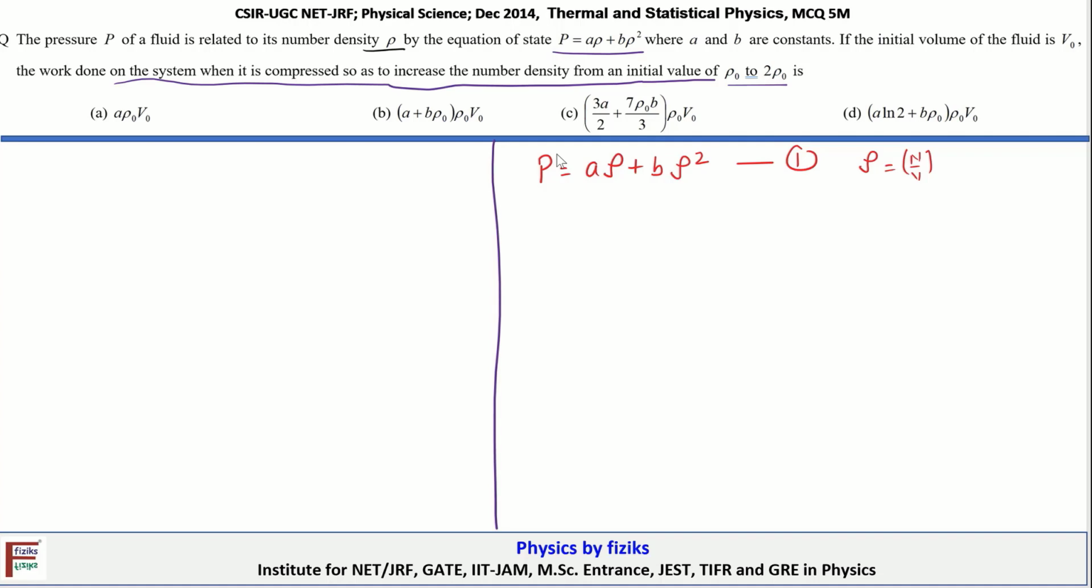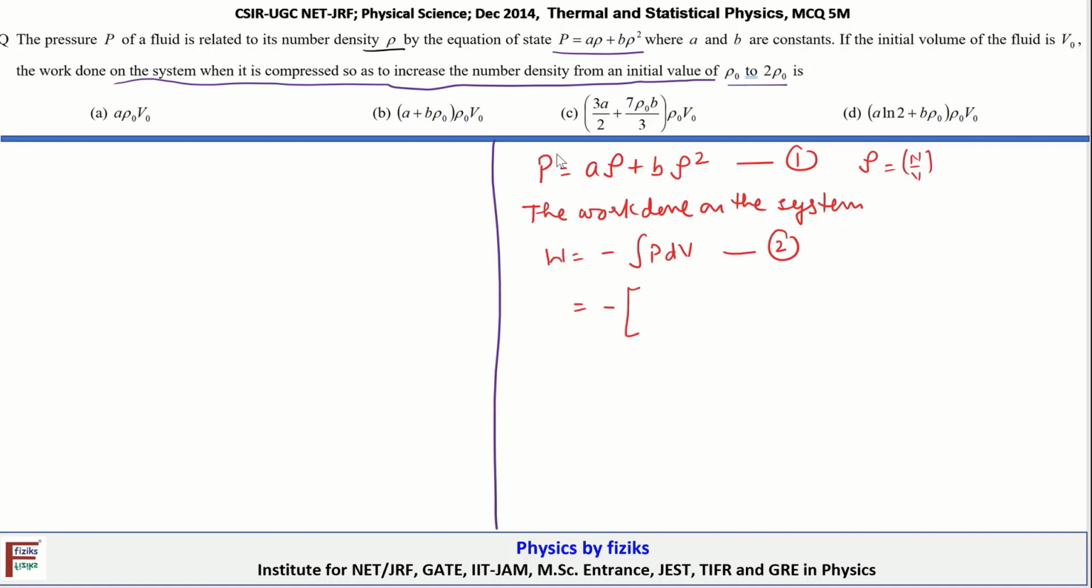Now the work done on the system, because it's work done on the system, by convention we are going to take it as a negative quantity. So the work done on the system is given by W equals minus the integral of P dV. So here we will substitute the equation 1 for P, and then we will see how this equation is transformed.